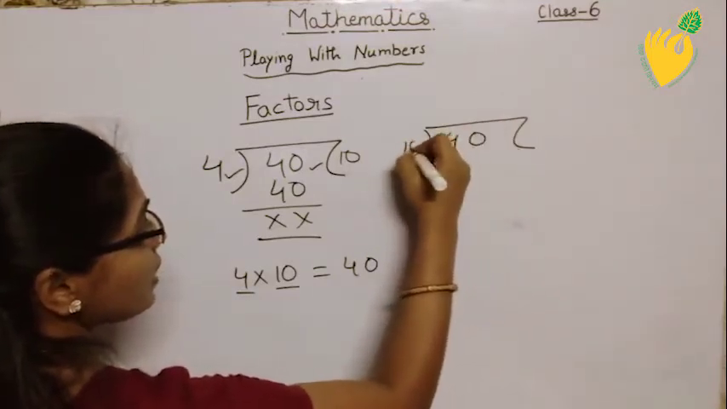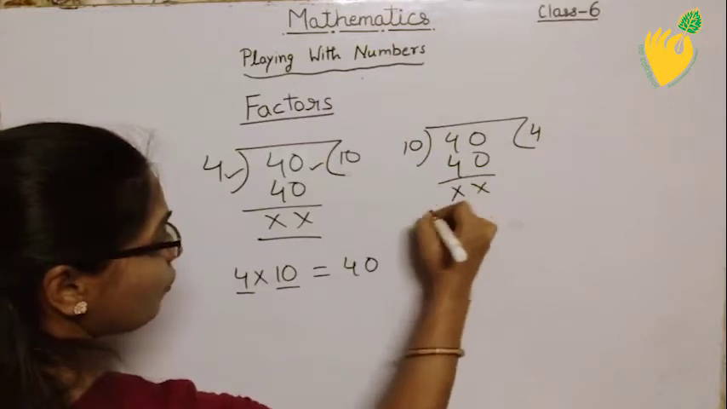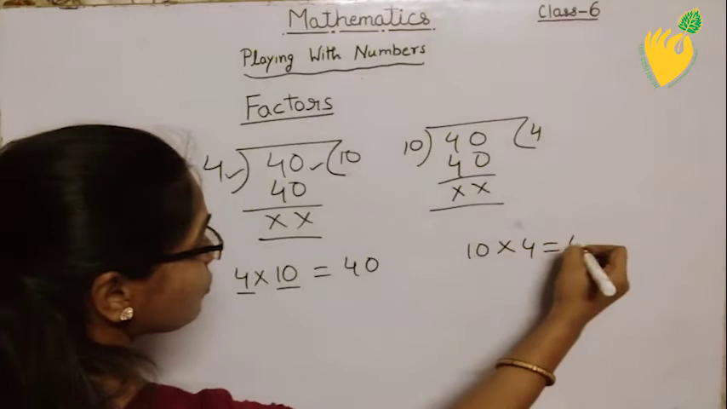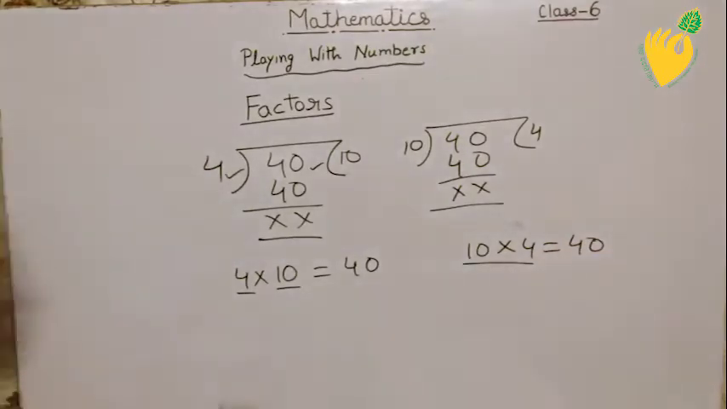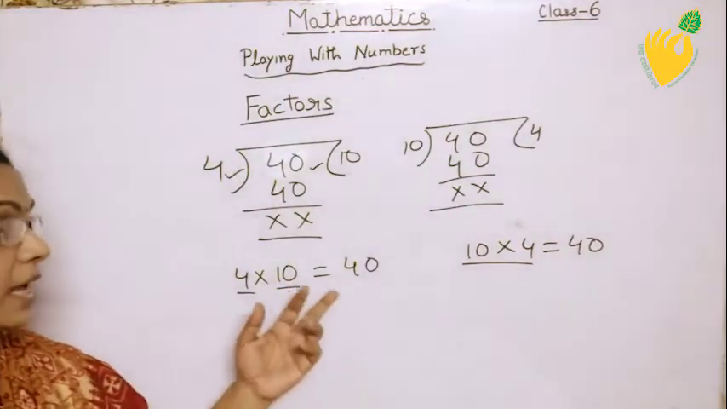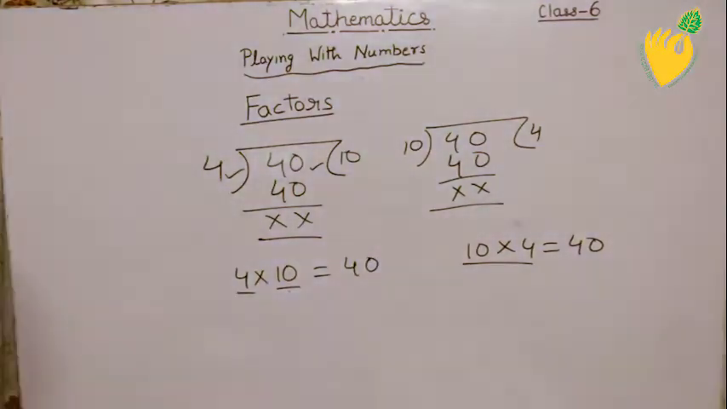You can see 10 4s are 40. You can write it here, 10 into 4 is equal to 40. So both the numbers, that is 10 and 4, are the exact divisors of 40, and you can say both are the factors of 40.